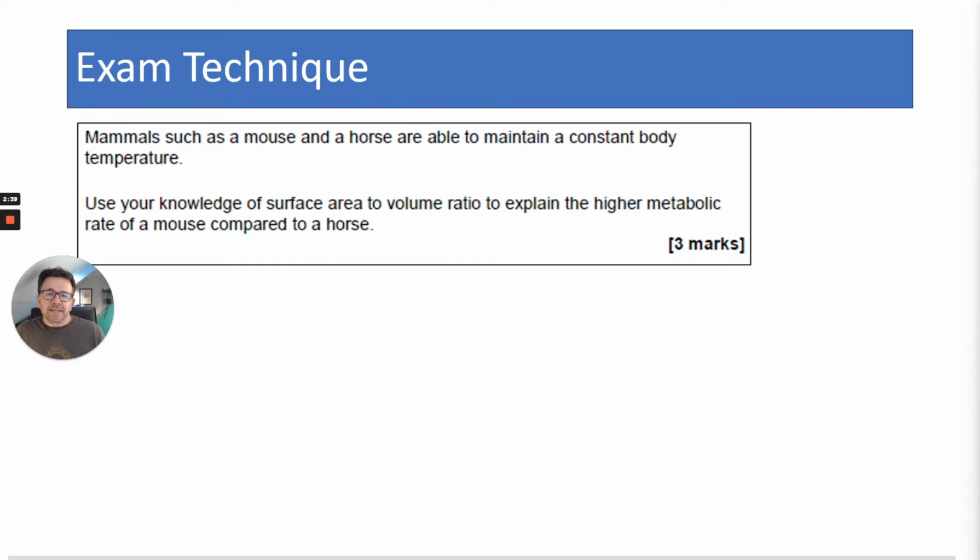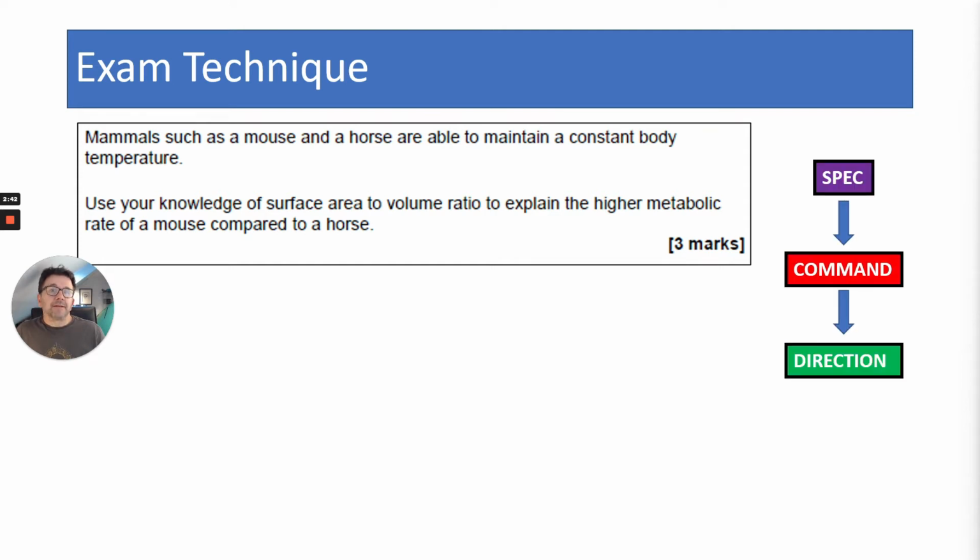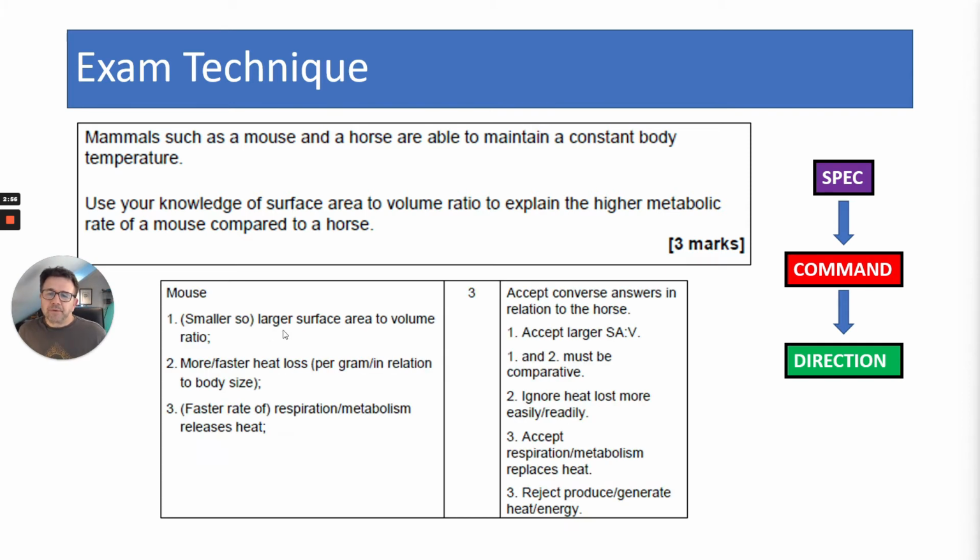So let's have a look at this answer. Remember, it's spec, command, direction. Looking at the spec, it's the surface area to volume ratios. The command is use your knowledge, and the direction is about the higher metabolic rate of a mouse compared to a horse. So here's the mouse. You could talk about the horse, which would allow converse points. But for example, the mouse has a larger surface area to volume ratio. Therefore, there's more heat loss, and that will explain why there's a higher metabolic rate, because it then needs a faster rate of respiration or metabolism that releases the heat.